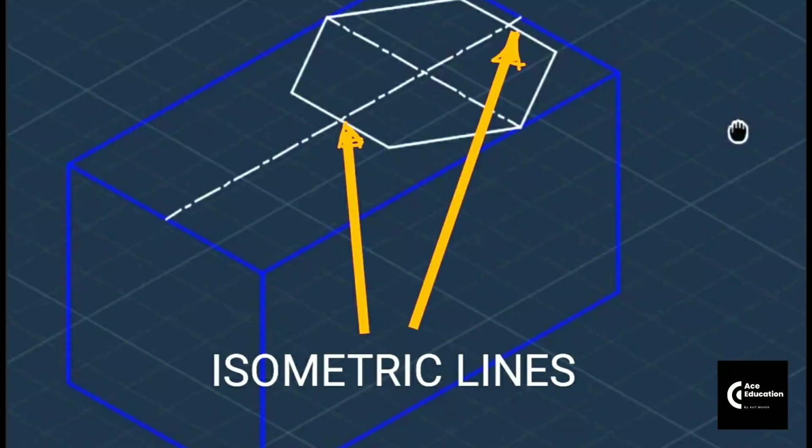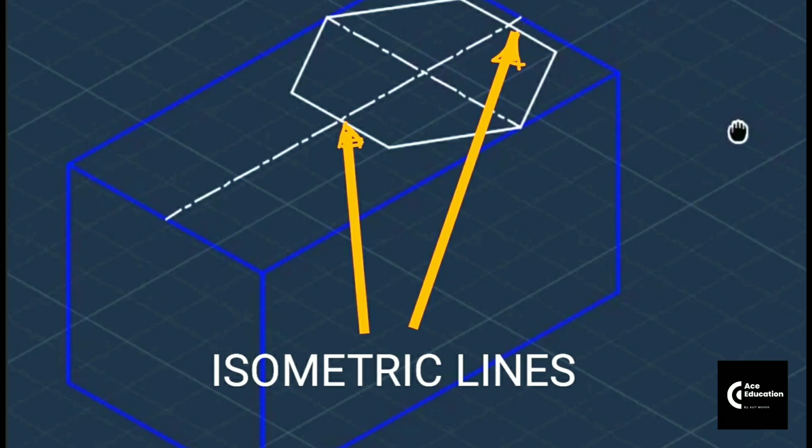So friends, once you place this hexagon on this top plane of the isometric plane, you can see two sides of the hexagon are parallel to one of the isometric axes, and at the same time the axis lines are also parallel to the isometric axis line. So in this case, the two sides of the hexagon and the two axis lines will be the true length. The rest of the other lines will not be the true length as they are not parallel to any of the isometric axes.